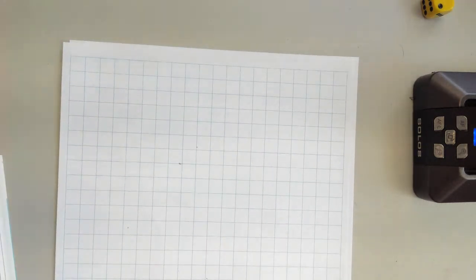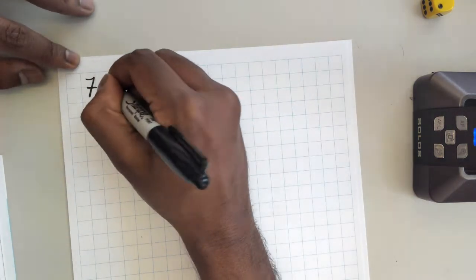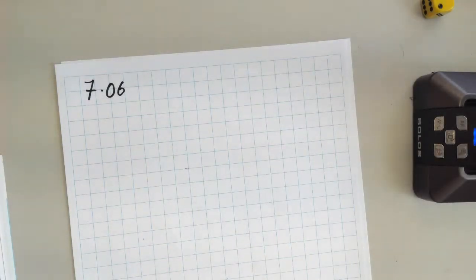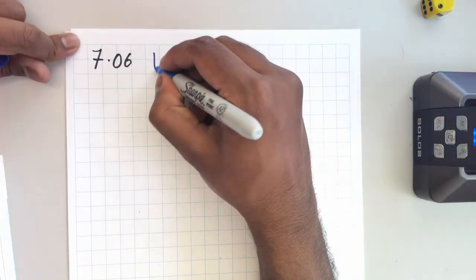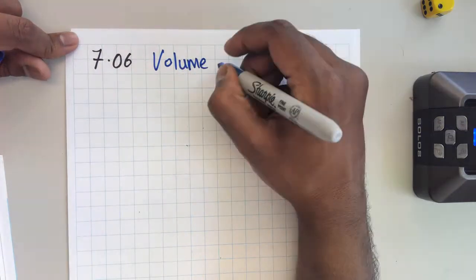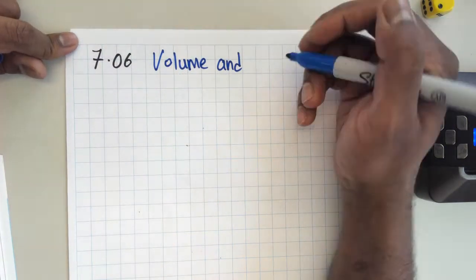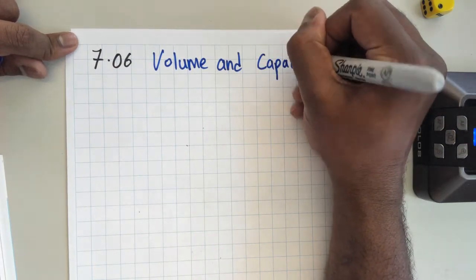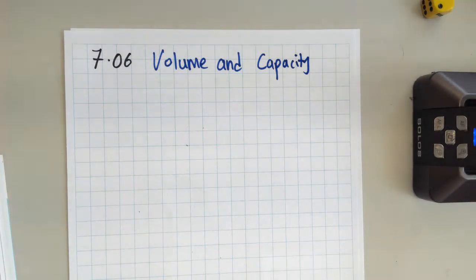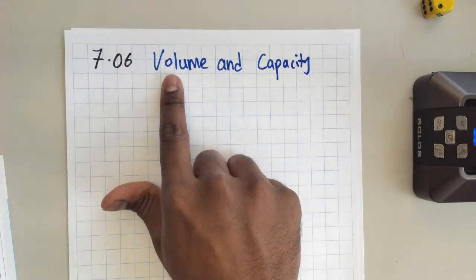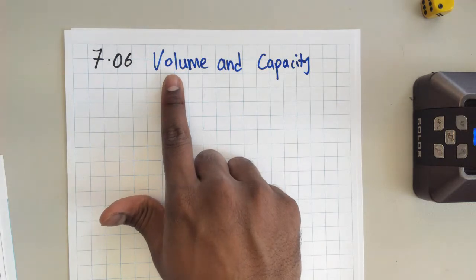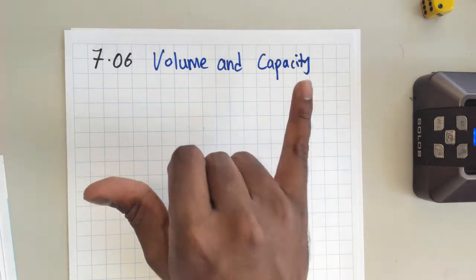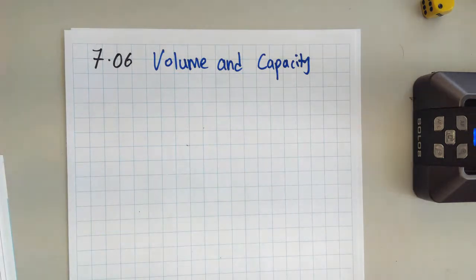Alright, now we're going to move on to 7.06. 7.06 talks about volume and capacity. So let's write that down. Volume and capacity. Now you might ask yourself, what is the difference between volume and capacity? Well, let's talk about it for a minute. The volume measures the amount of space inside a container, whereas the capacity measures the amount of liquid or gas a container can hold. So very, very similar, but different.